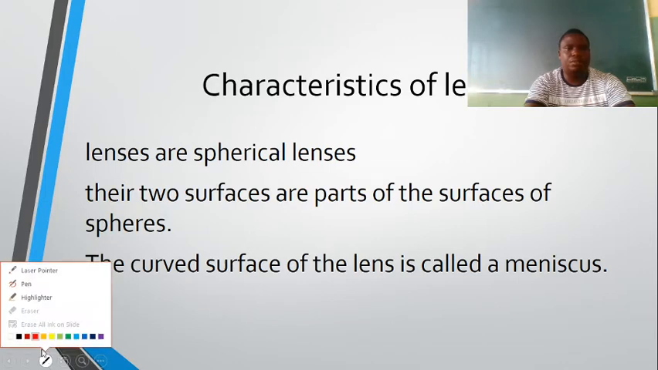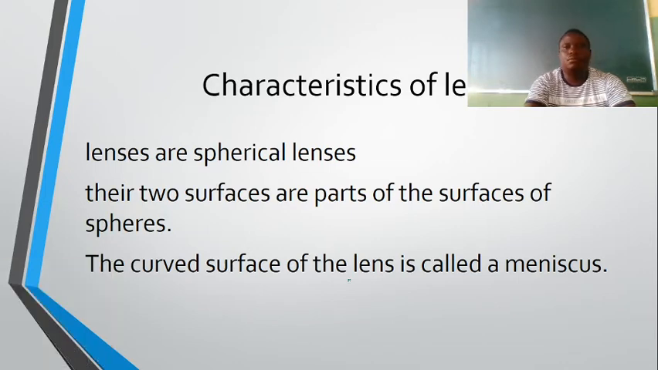Let me use this one. Yeah. Here they are, meniscus. Meniscus means what? It means the curved surface on the lens. You will see there are parts which are curved on the lens. So let us move.